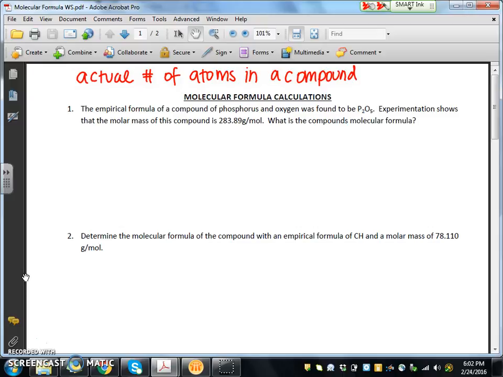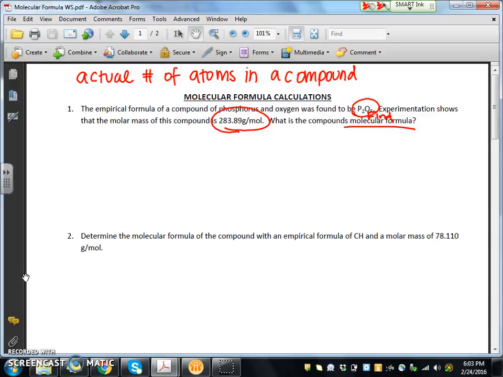Okay? So if we look at problem number 1, it says the empirical formula of a compound of phosphorus and oxygen was found to be P2O5. Experimentation shows that the molar mass of this compound is 283.89 grams per mole. What is the compound's molecular formula? So they're looking for the molecular formula. That's what my answer needs to be in. And they give us a few things. They give us the empirical formula, and they give us the molar mass of our molecular formula.